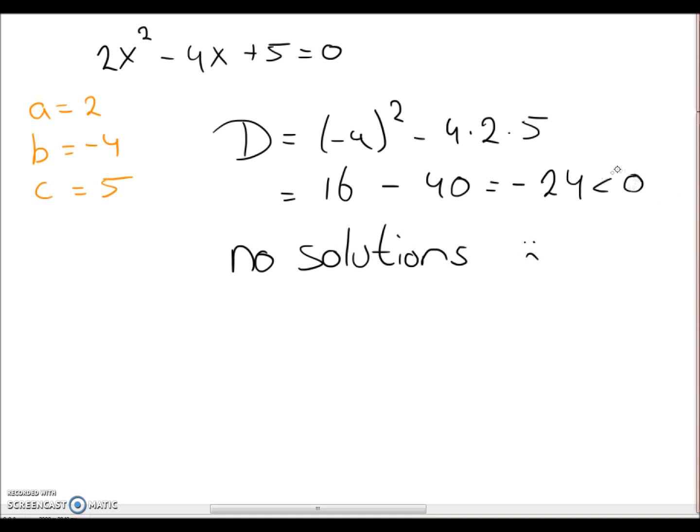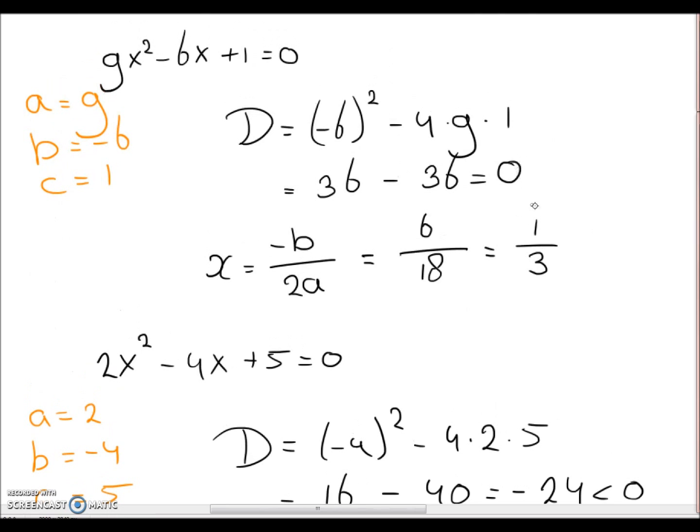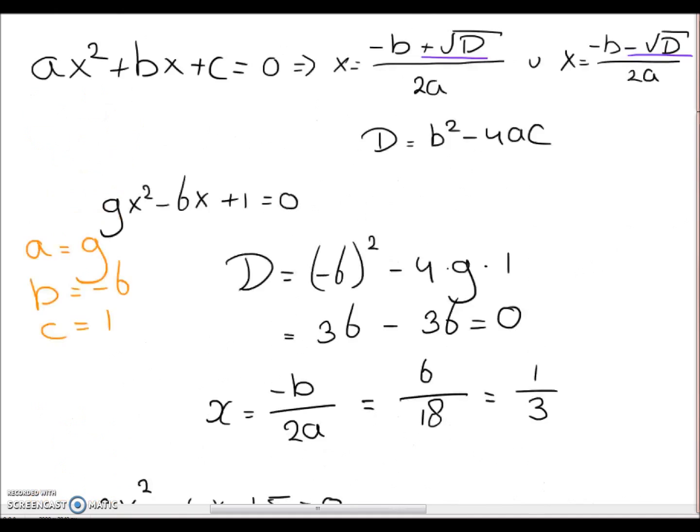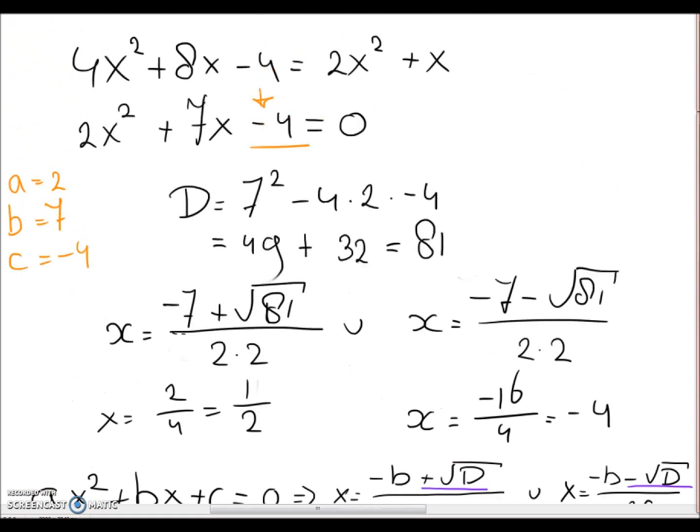So when the discriminant is lower than 0, there are no solutions. When the discriminant is equal to 0, there is one solution. When the discriminant is simply positive, there are two solutions.